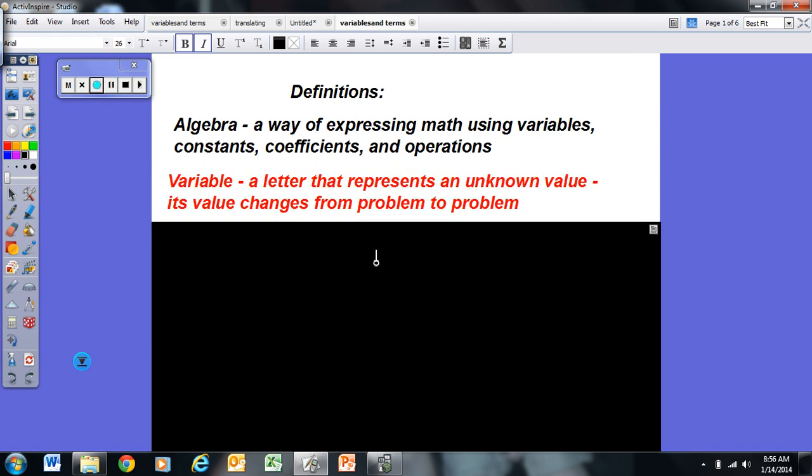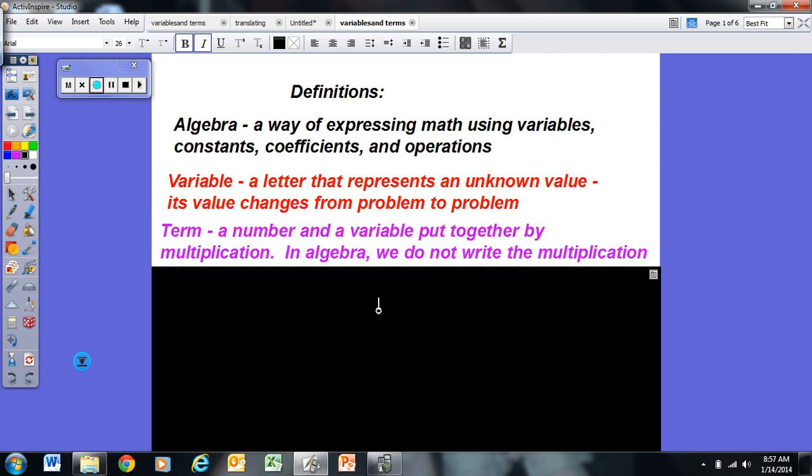Okay, a variable is a letter that represents an unknown value. Its value changes from problem to problem. A lot of people say, my teacher taught me that x is 1. Not true. X is not 1. We're going to talk about what 1 means with regard to x. But a variable's value changes from problem to problem.